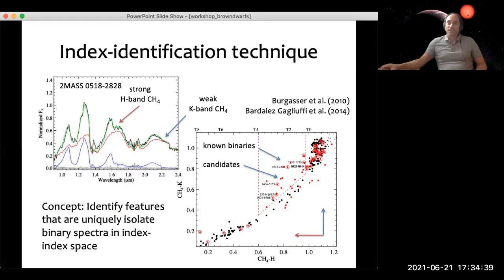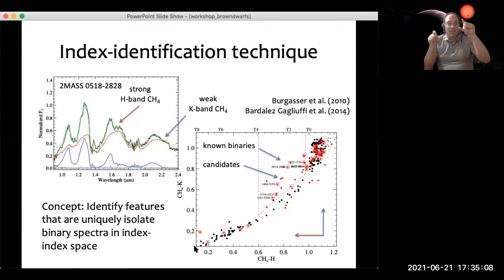One of the ways to do this is to analyze these spectra using indices. We measure ratios of the spectra, and then we plot the ratios against each other. Earlier on, I showed a color diagram, which is the ratio of fluxes. This is very similar, but it's measuring very specific features. For example, this ratio here is specifically measuring the strength of this H band compared to the local continuum.